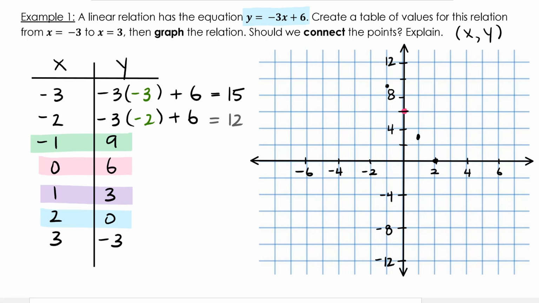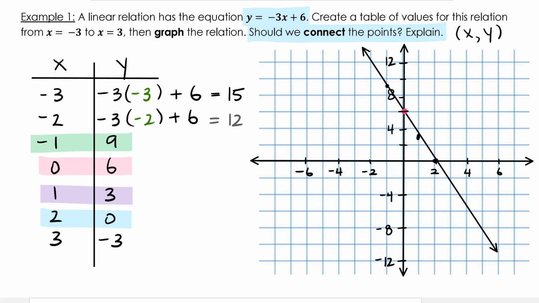and so on until you see the pattern that these coordinates are forming, and you can grab your ruler and draw a straight line through them. So the question asked us, should we connect the points? Explain.